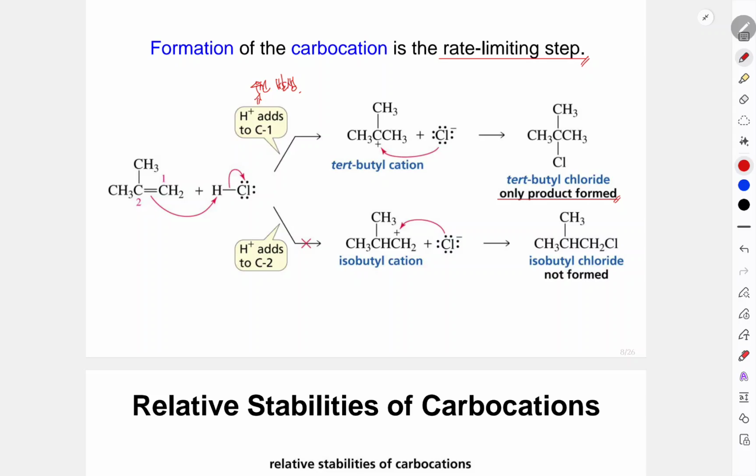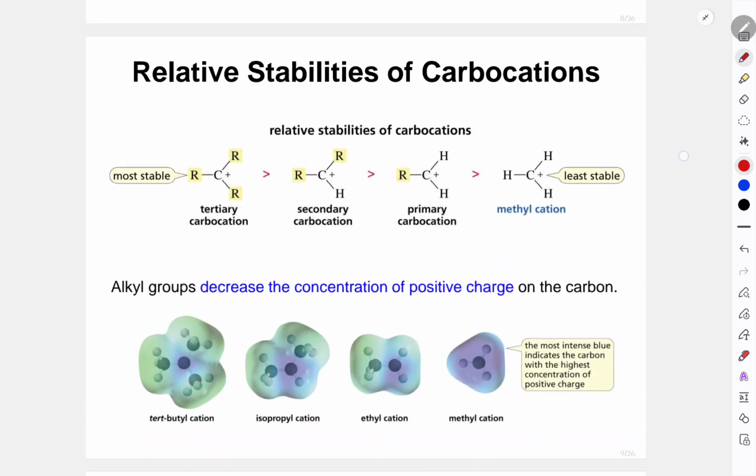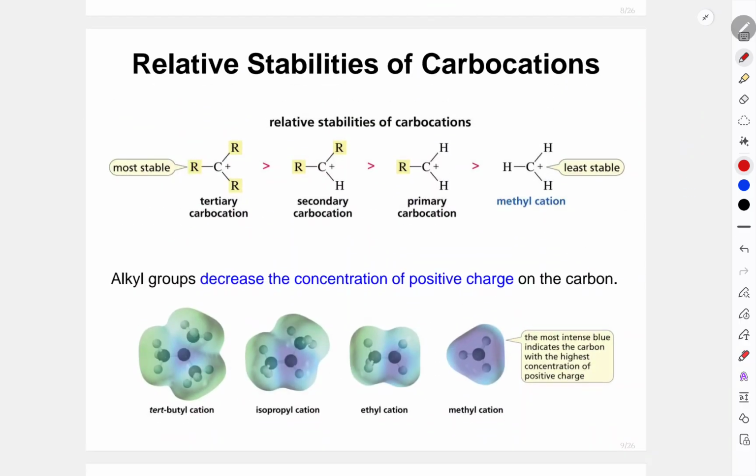To explain these trends, you need to understand the relative stability of the carbocation, and this is the stability trend. The tertiary carbocation is the most stable, followed by secondary, primary, and methyl cation. If you have more R groups around the central carbocation, the more stable the species.